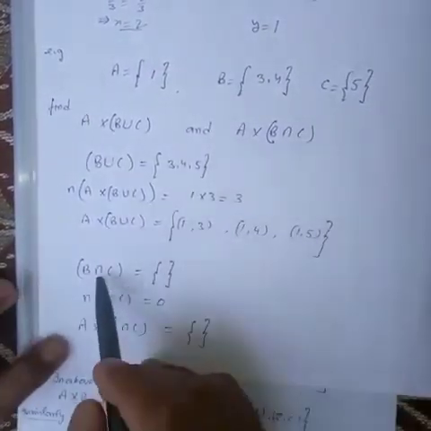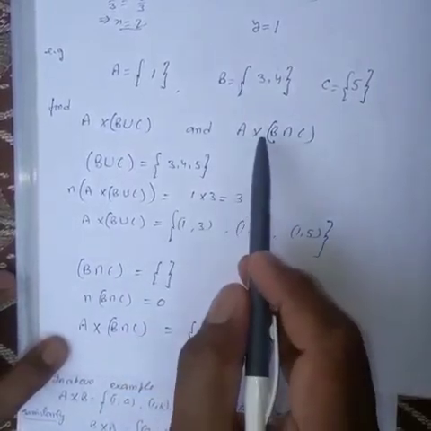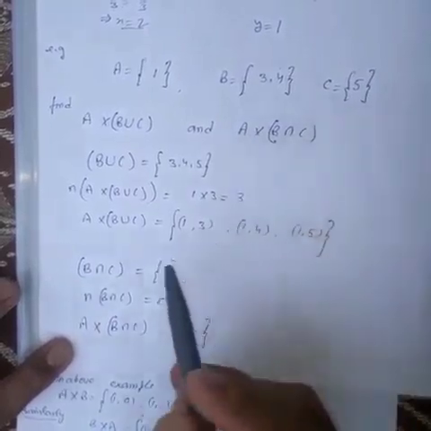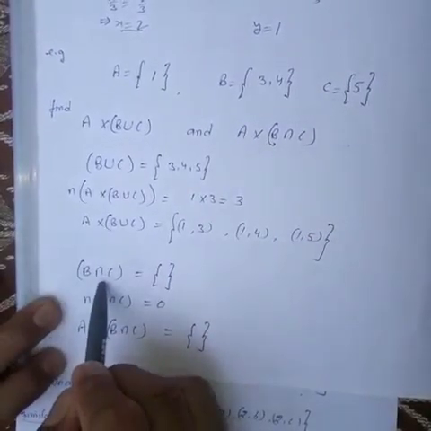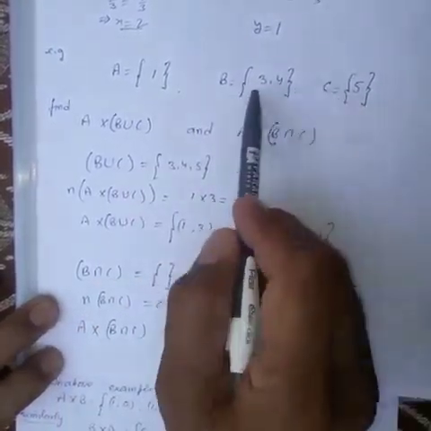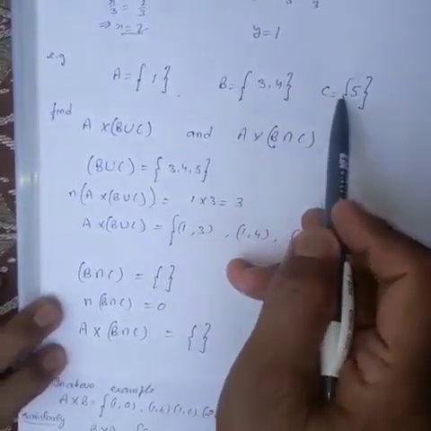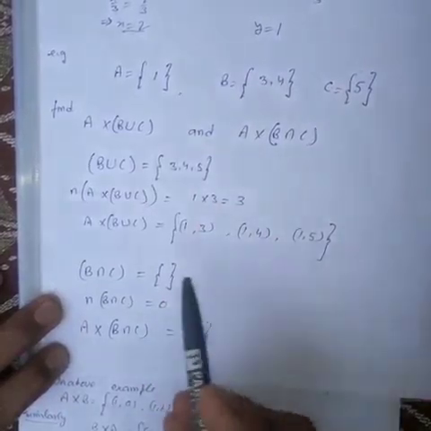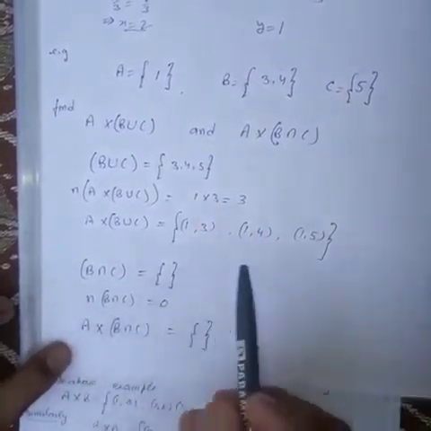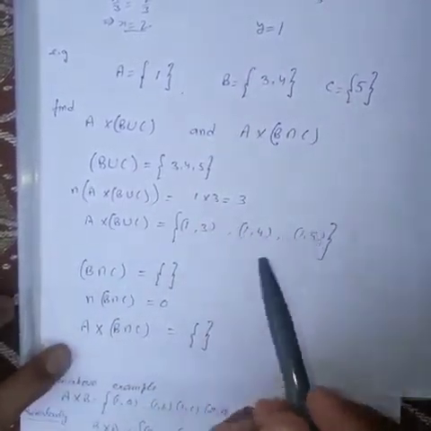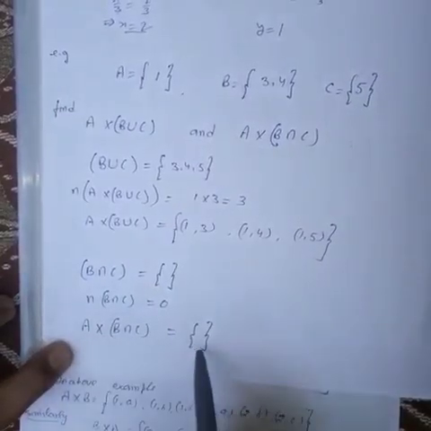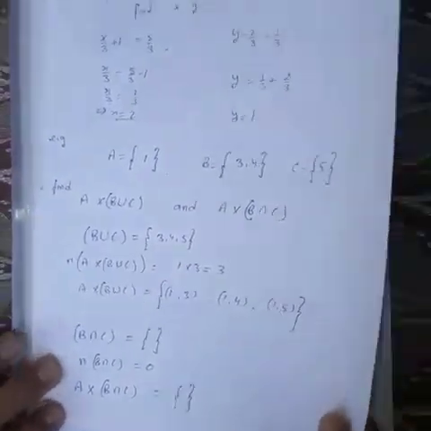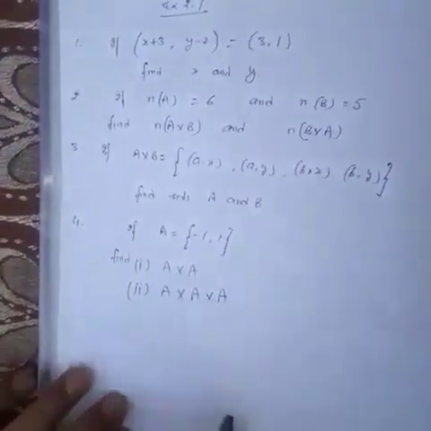Similarly, we can find the Cartesian product of A with B intersection C. For that you first have to evaluate B intersection C. Because there is no common element, these are disjoint sets, the cardinal number is 0, and we have discussed the property that if one of the sets is empty, then the Cartesian product will also be empty. It means it will contain no element. So now try to solve these questions.